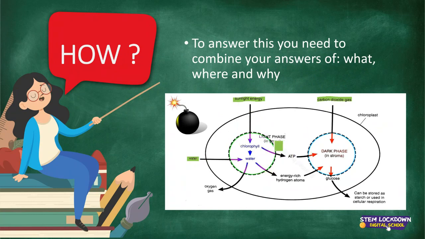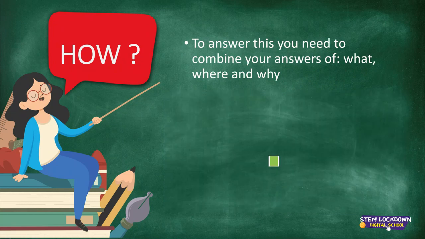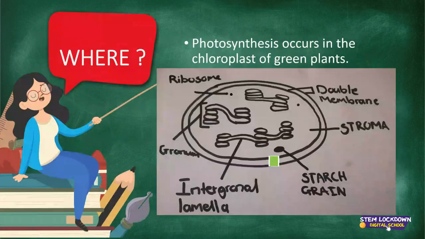Firstly, the light dependent phase takes place in the grana, right? You guys remember on our structure, the grana were those packed lamellae. Let me just quickly go back. There. That is your grana. That is where the light dependent phase of photosynthesis takes place.